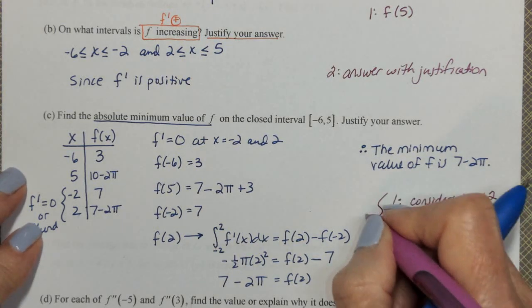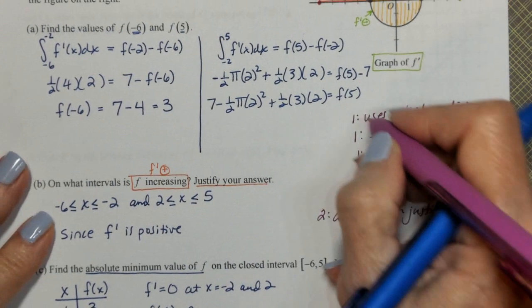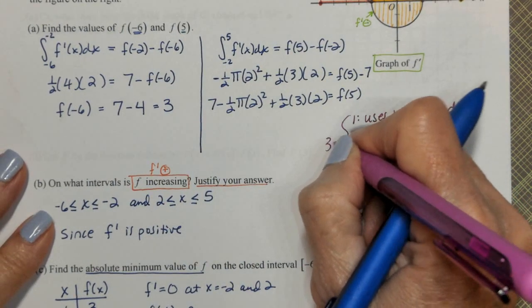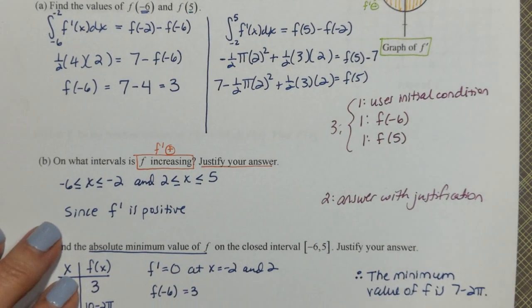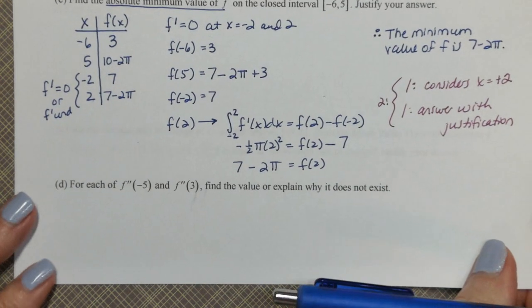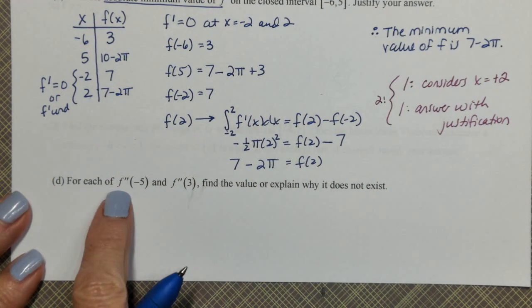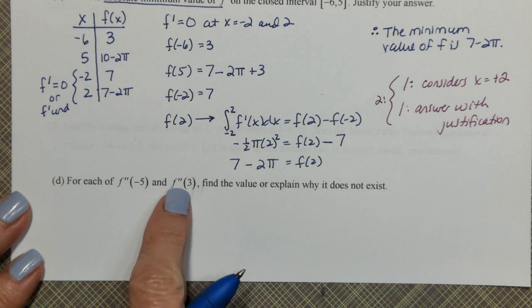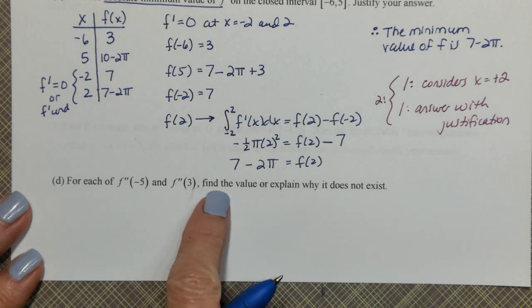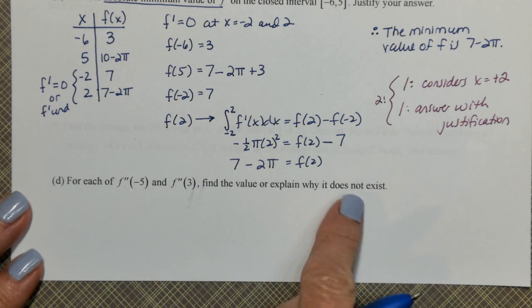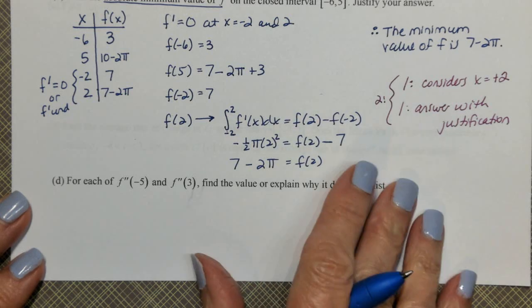So 2 points for that one. 3 points for part A. 2 for part B. So looks like we have 2 more points to gain. For each of f double prime of negative 5 and f double prime of 3, find the value or explain why it does not exist.